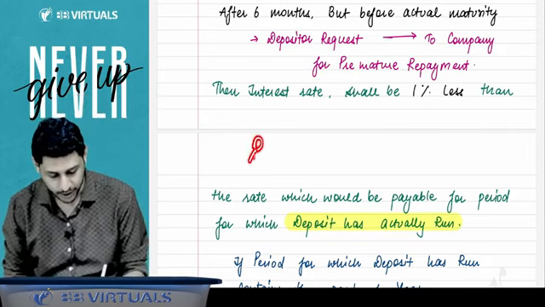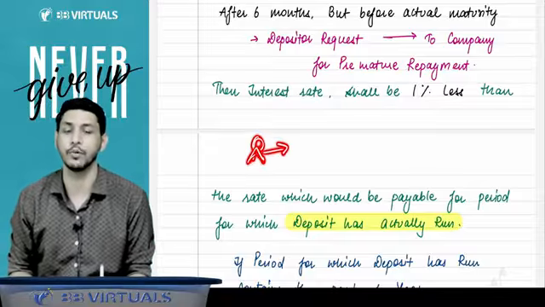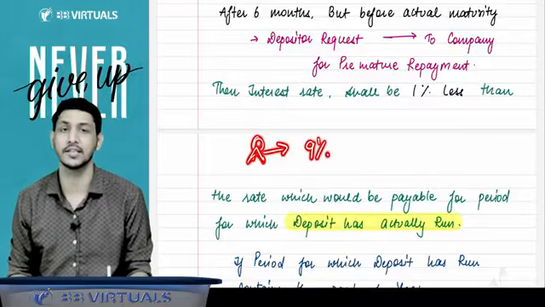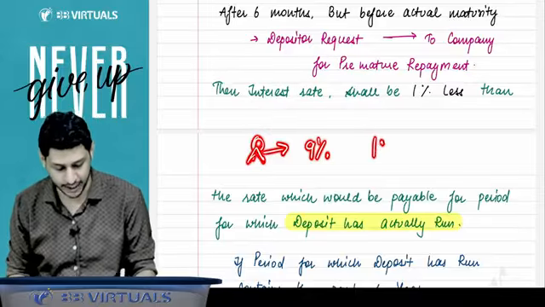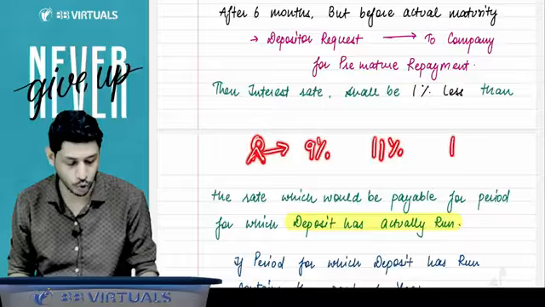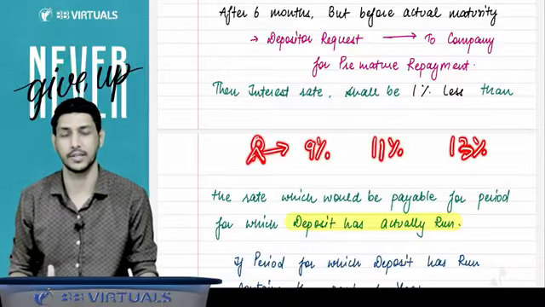For example, you were the person who has given deposits to the company. The company said, if you give the deposits to us for 1 year, we will give you 9% interest. If you give the deposits for 2 years, we will give you 11% interest. If you give us the deposit for 3 years, we will give you 13% interest.